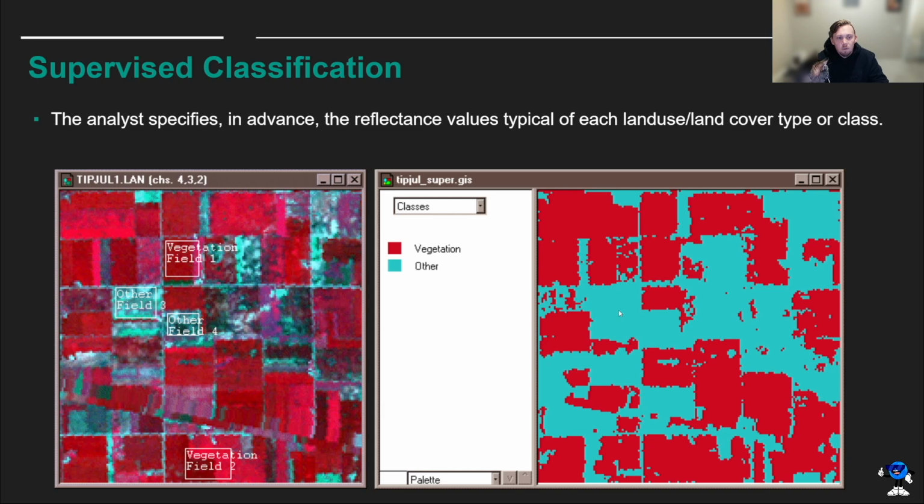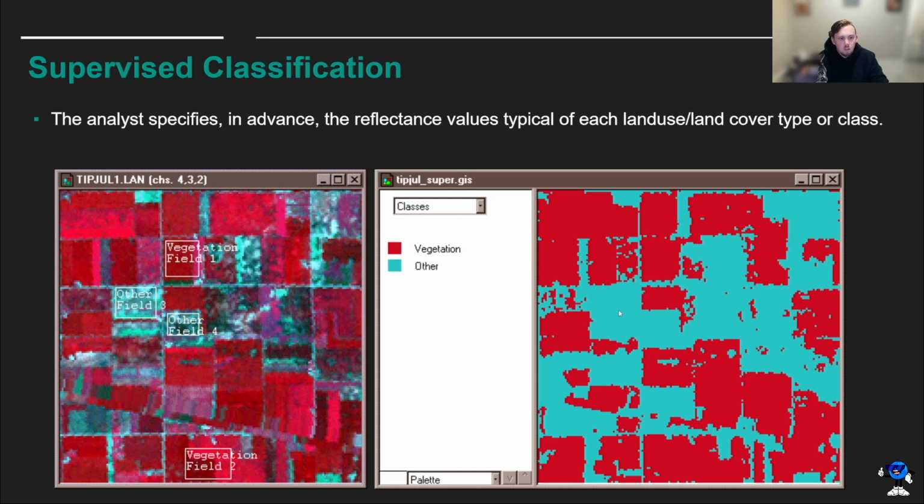If you did a good job in supervising the training stage of the classification, each cluster would represent the range of spectral characteristics exhibited by its corresponding land cover class. Once the clusters are defined, you would apply a classification algorithm to sort the remaining pixels in the scene into the class with the most similar spectral characteristics.